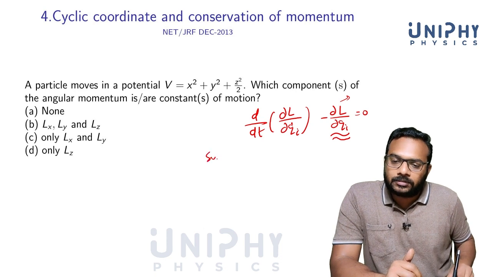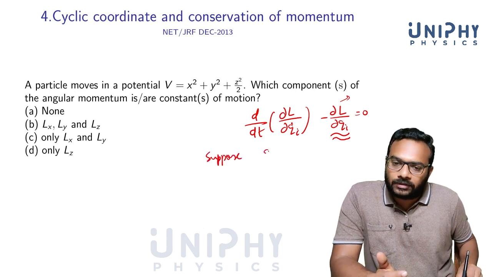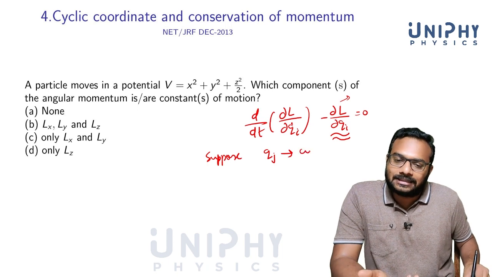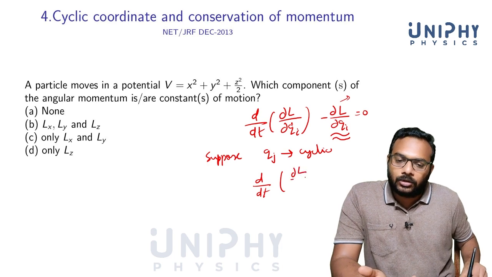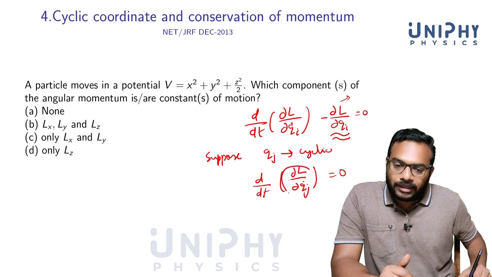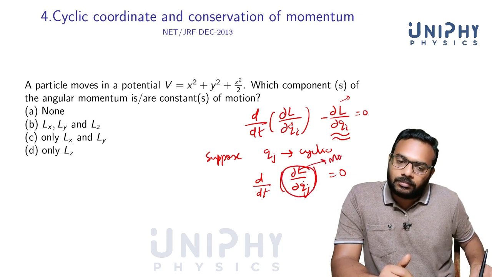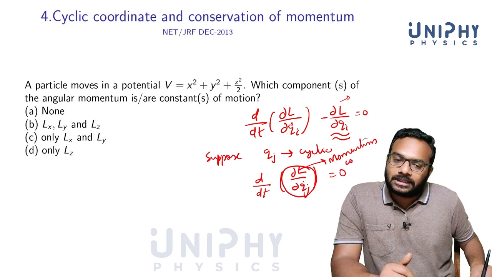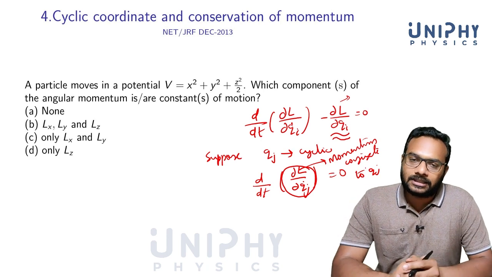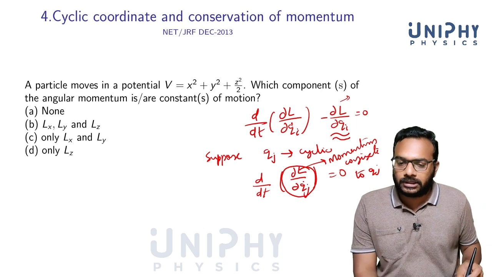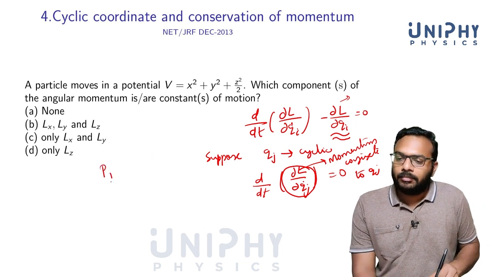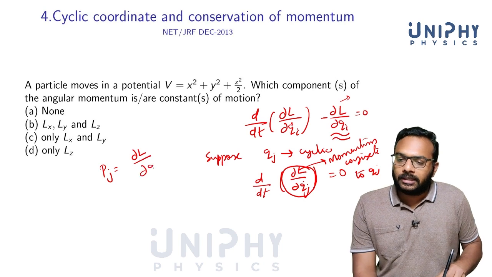All right, suppose there's a word for it. We said that it's called cyclic. Okay, qj is cyclic. One of the coordinates is cyclic. Then we immediately get a conservation law: ∂L/∂qj-dot is equal to 0. And this ∂L/∂qj-dot we call the momentum. It's the momentum conjugate to qj. We can call it Pj. Pj is equal to ∂L/∂qj-dot.